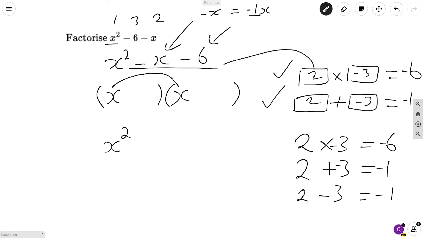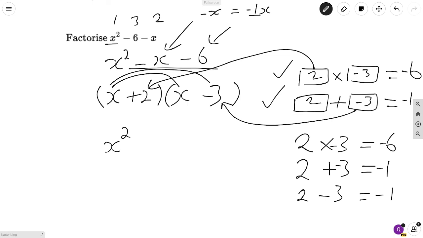We take the 2 and we put it here, so we have plus 2, and the negative 3 we put here, and that's it. Now we have a pair of brackets which will multiply out to make our original expression, and we can test that. We've already expanded out the first part, x multiplied by x is x squared. Then we can do the rest.